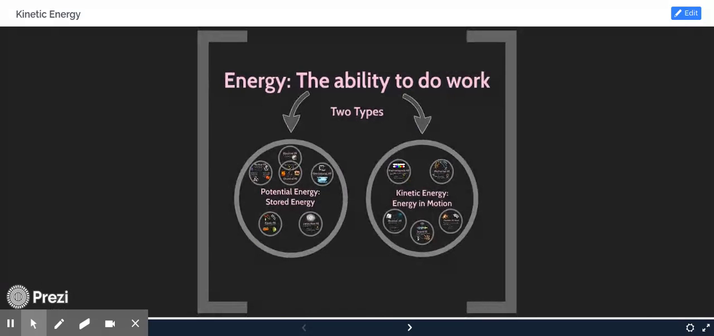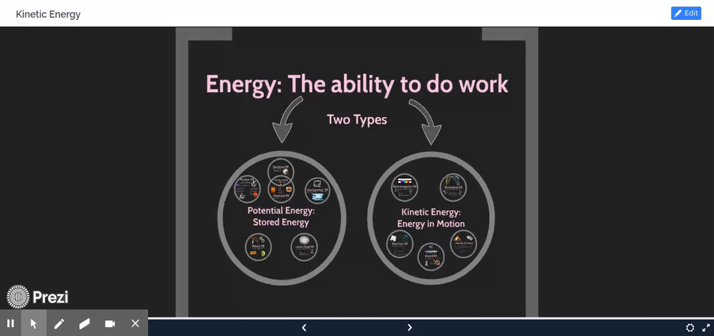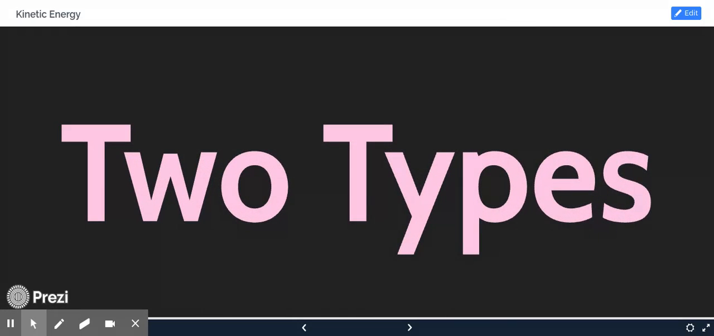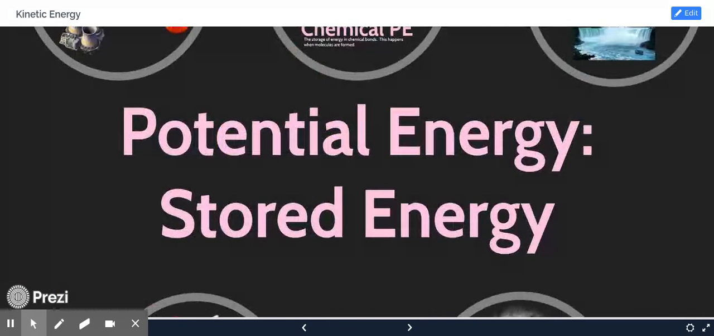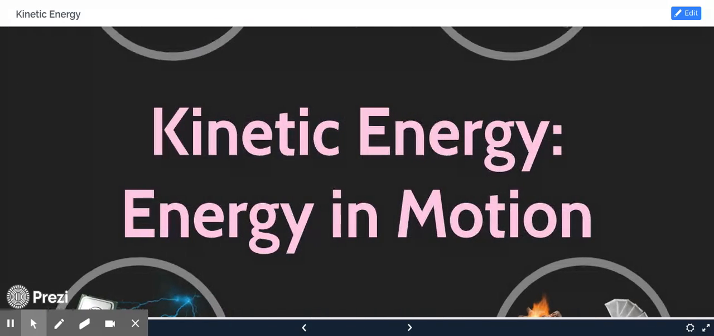Energy can be defined as the ability to do work. In other words, the ability to apply a force over a distance. In other words, the ability to move things. There's two types of energy, and those two types of energy are potential energy, which means stored energy, and kinetic energy, which means energy in motion, or energy that's moving.